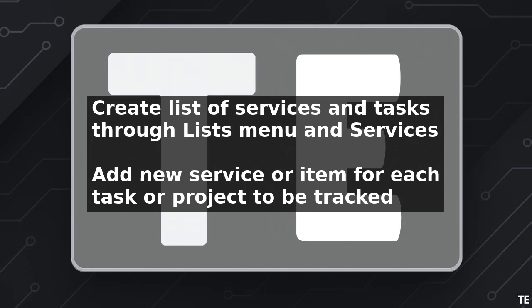Once you have set up the time tracking feature and created a list of services and tasks, you can start tracking time. This can be done by going to the Employees menu and selecting Enter Time. Then selecting the employee and the date range for which you want to enter time. You can then select the service or task that the employee worked on and enter the number of hours worked. You can also add notes or comments to provide more detail about the work that was done.